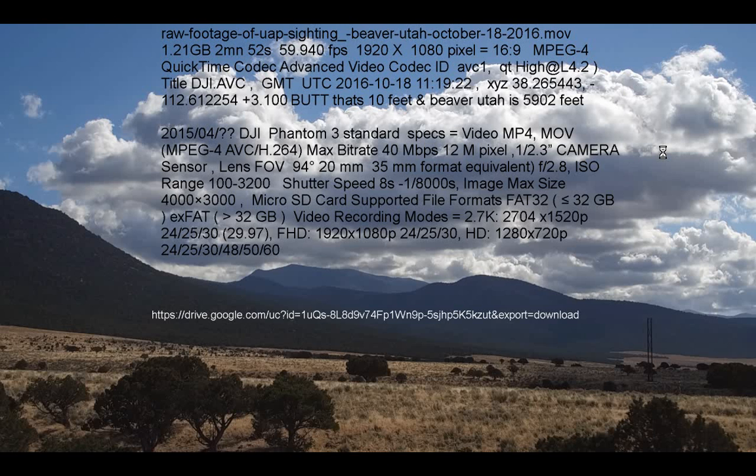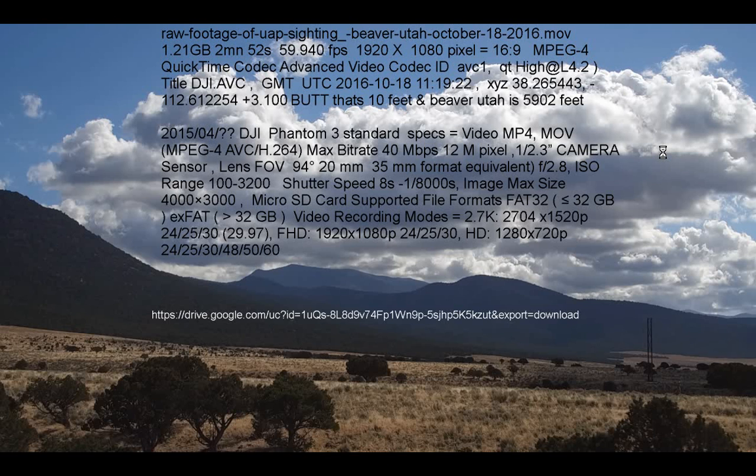Okay, raw footage of UAP sighting Beaver, Utah, October 18th, 2016.mov. This is the file I'm using. It's a 1.2 gigabyte file, 2 minutes and 52 seconds long, almost 60 frames a second at 1920 by 1080, 16 by 9 ratio, MPEG-4 QuickTime Codec Advanced Video Codec, AVC1, QT high at L4.2, excuse me. Title was DJI AVC.